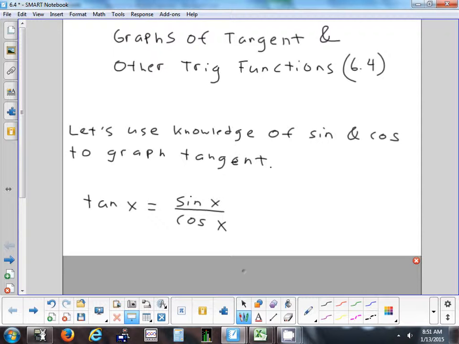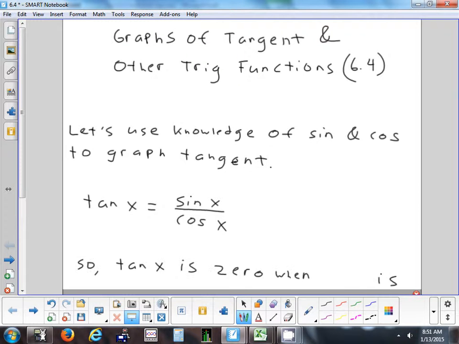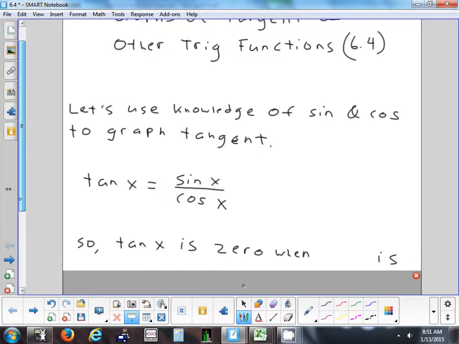Now we know hopefully quite a bit about sine and cosine, especially where it hits 1, 0, -1, things like that. So first thing I want to figure out is where does this graph cross the x-axis? Well, it's going to cross the x-axis whenever the y value hits 0. So how could tangent be 0? Think about looking at that fraction on the right-hand side.